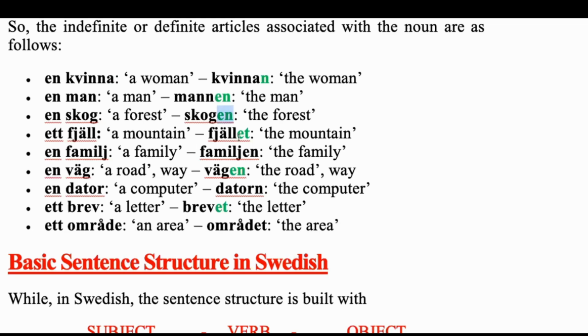Ethfall, falleth, the mountain. You place eth at the end of the noun. And family, familian, the family. And wag, a road, wagon, the road. And datur, computer, datoran, the computer. So this is an exception.